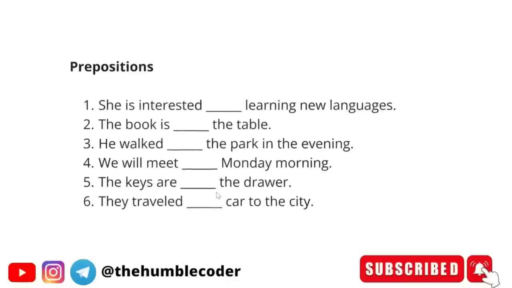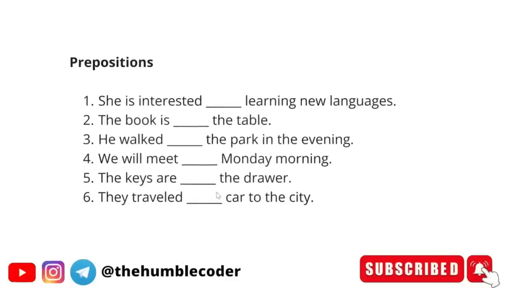Moving on to the next set of questions now. So now again we have fill in the blanks, and you have to fill in the blanks based on correct prepositions. Okay, let's read the questions one by one and we will solve them. First question is, she is interested dash learning new languages. So the correct answer will be she is interested in learning new languages. Moving on to second question now. The book is dash the table. The correct answer is the book is on the table.